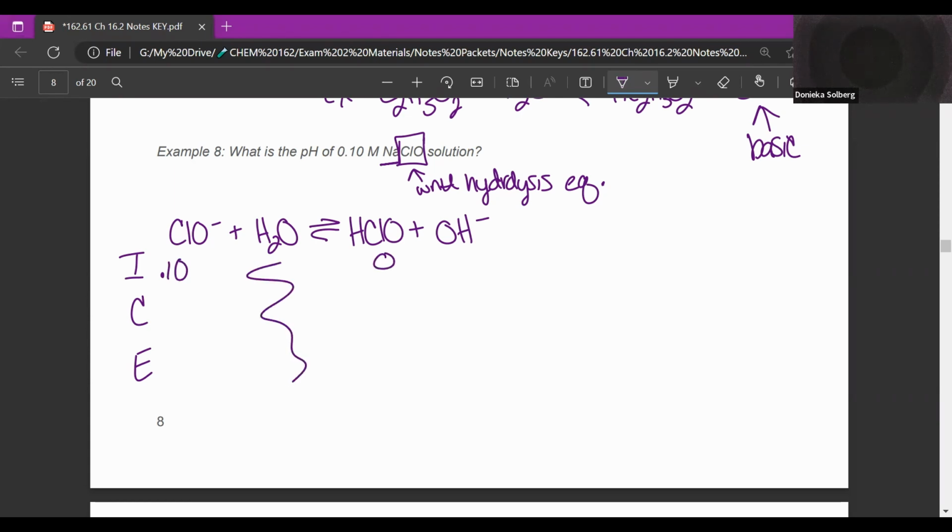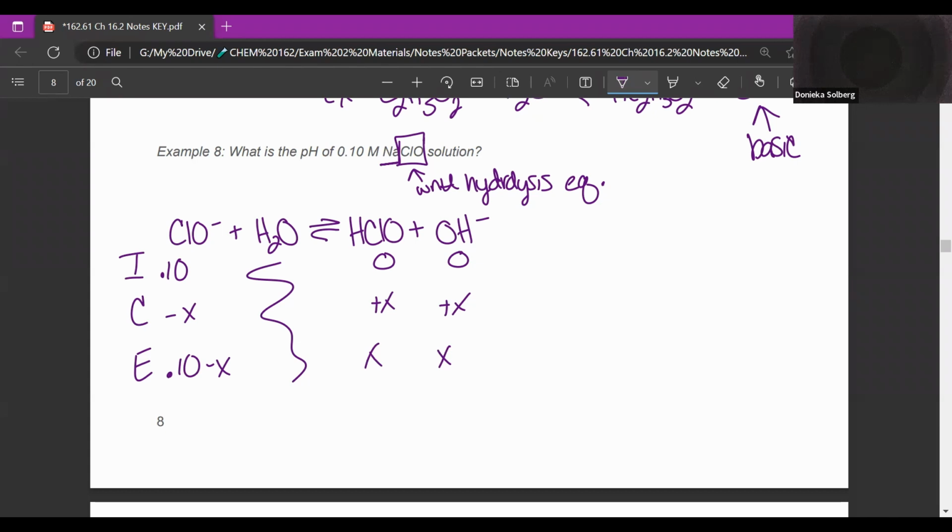Nobody cares about water, none of this. We're going to get it to equilibrium, and then I can look at that whole pH thing. So this is going to be minus x, plus x, plus x, 0.10 minus x, x, x. Awesome. Next thing, I need to write out a K equation.